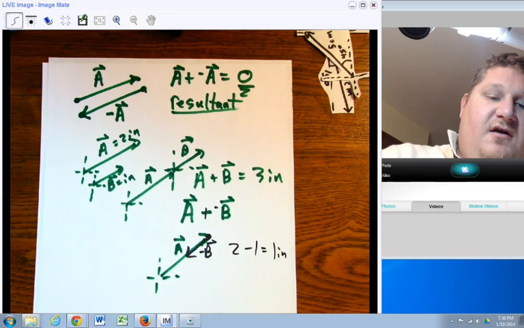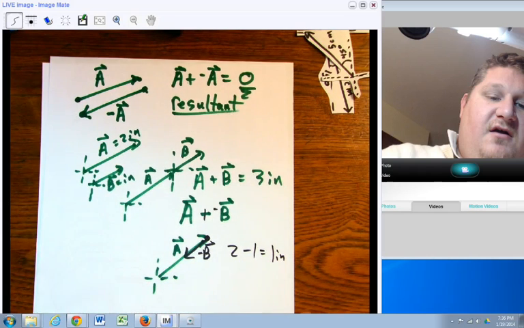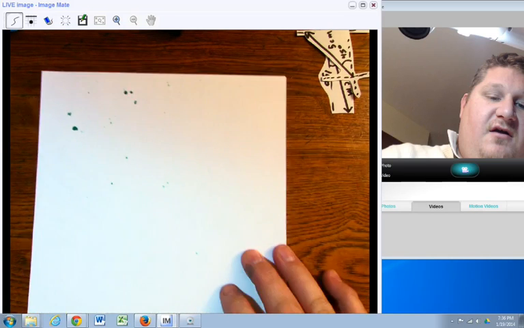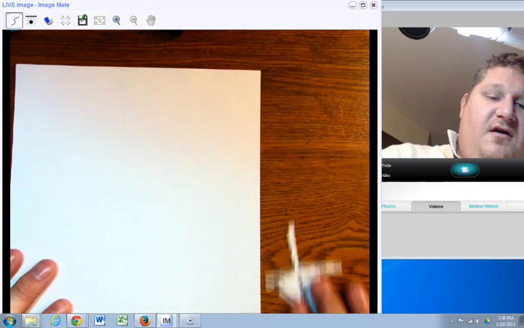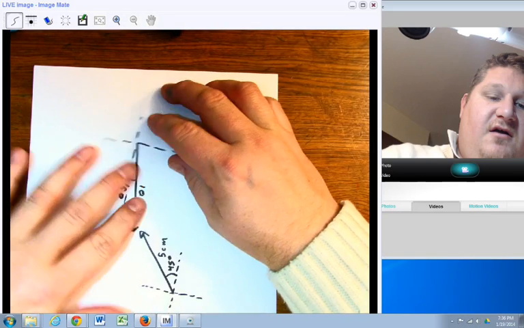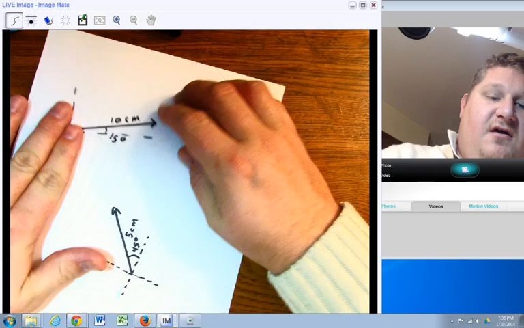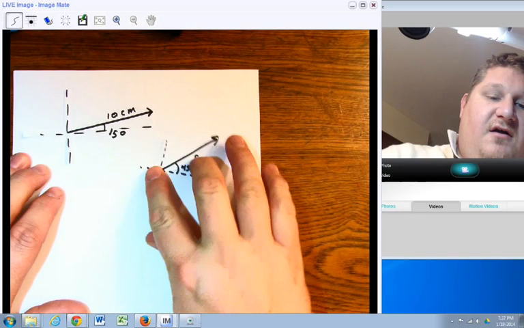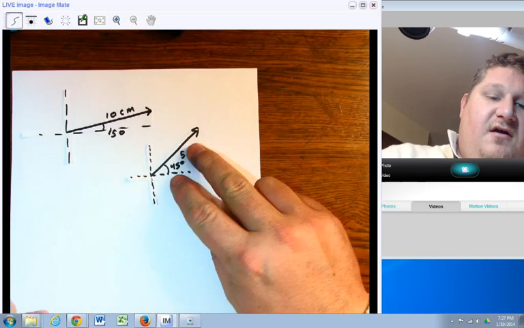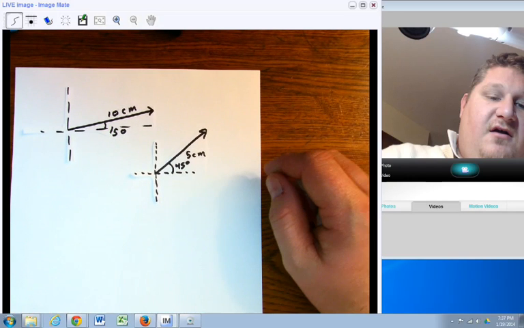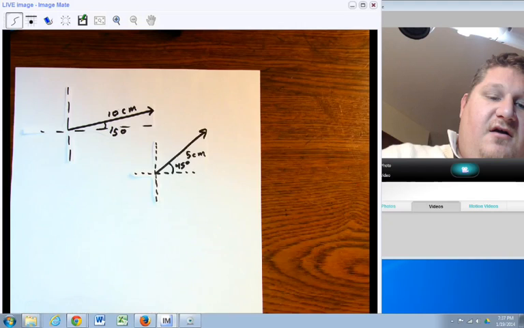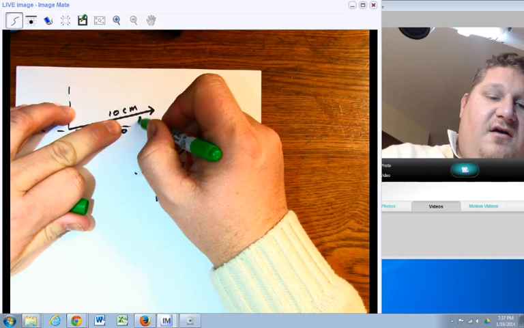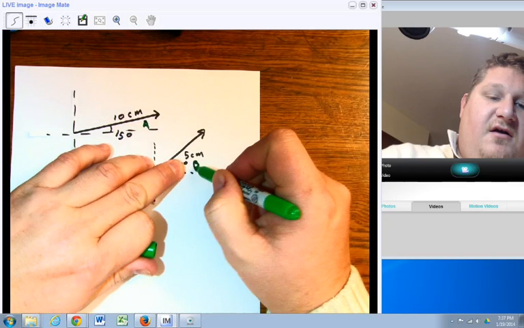Now, that's all fine if they are parallel or opposites. When they have different angles, this is where it becomes more imperative. Now, I have two vectors here. I have one vector that is 10 centimeters at 15 degrees. I have another vector here that is 5 centimeters at 45 degrees. We'll label this one A and this one B.